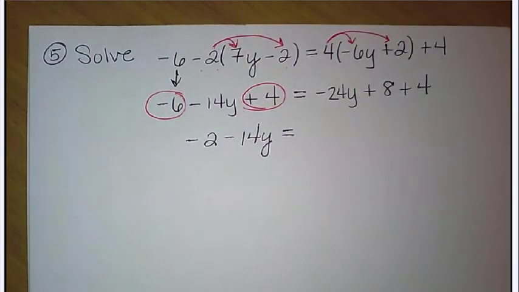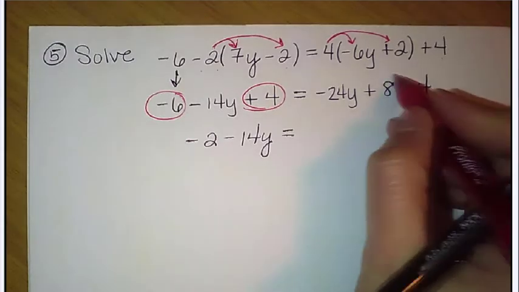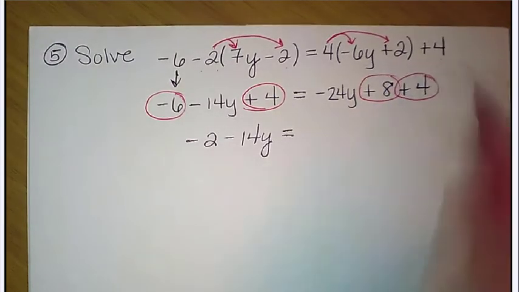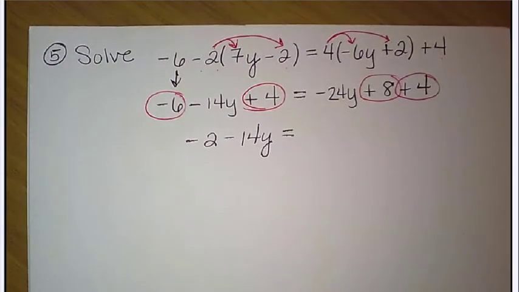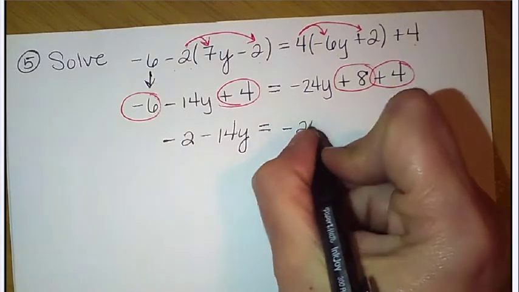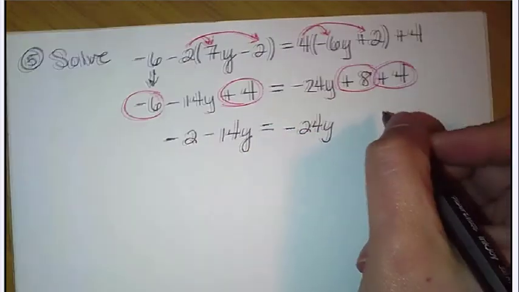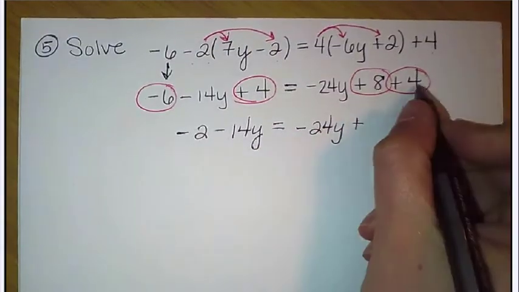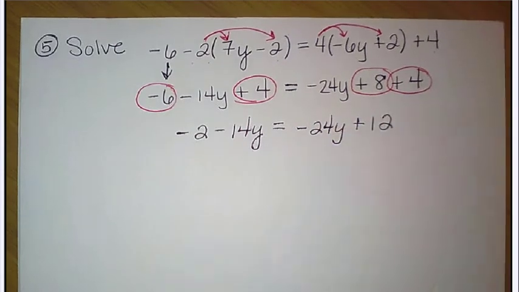And we're going to do the exact same thing to the other side of our equation. Again, notice that we have this positive 8 and this positive 4 that we can combine together since they're both numbers and they're both on the right-hand side. So this would give us negative 24y plus 8 plus 4 is going to give us 12.